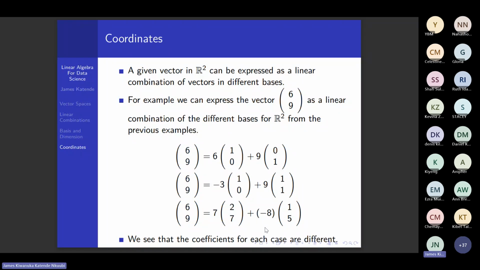So basically, those coefficients are what we call coordinates. But now you have to say coordinates with respect to a given basis. With respect to this first basis, 1, 0 and 0, 1, the coordinates of 6, 9 are just the same values, 6 and 9. If you change the basis to 1, 0 and 1, 1, the coordinates of 6, 9 will be -3 and 9. And this keeps going like that. If you change the basis to 2, 7 and 1, 5, the coordinates of 6, 9 will be 7 and -8.